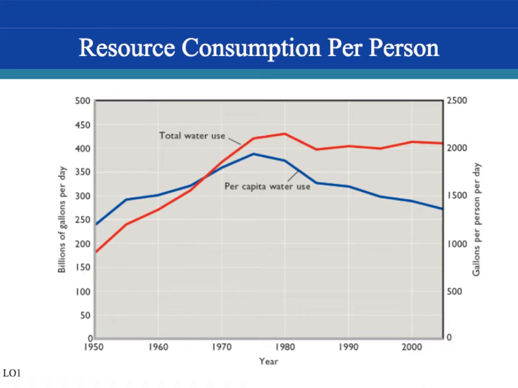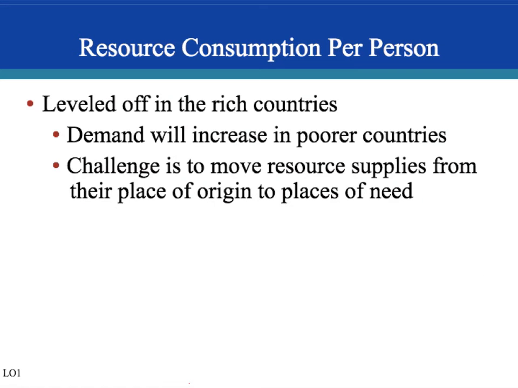And just a little side note, this chart is for water consumption for the United States. Okay, so we saw that demand for resources has leveled off in rich countries, but demand for resources will increase in poorer countries, and they may not have enough local resources to satisfy the increased demand. And so it's a challenge to find a way to move resources to places that will need them more in the future. There need to be more institutions developed to help transport these resources, or else shortages may happen.